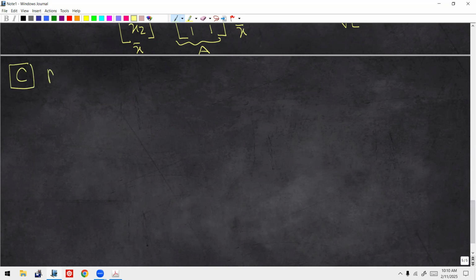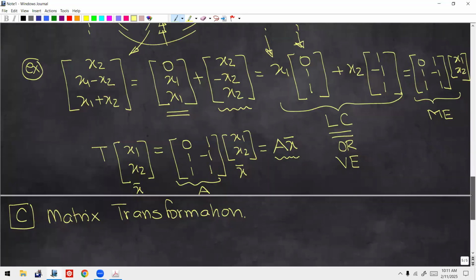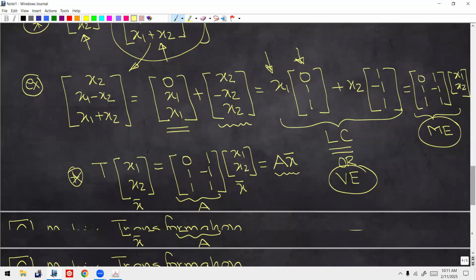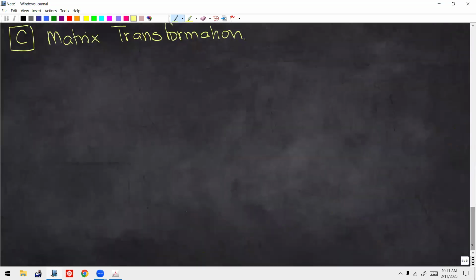So we're going to talk about matrix transformation. Just to clarify, in the last example, this and this are the same. They're just different notations. We've talked about it: we can write things as a vector equation, as a matrix equation, and so on. Just keep that in mind. They're all the same things.